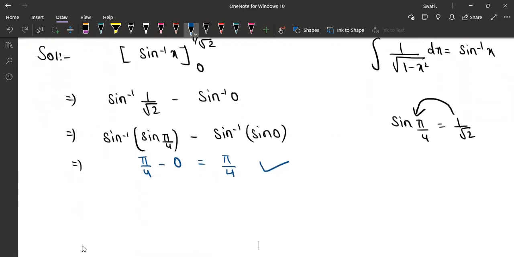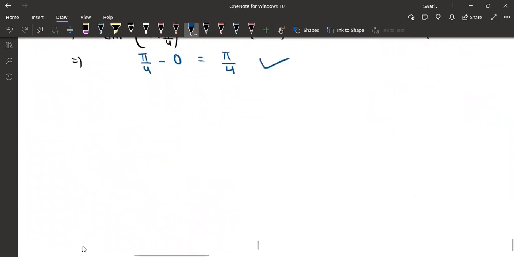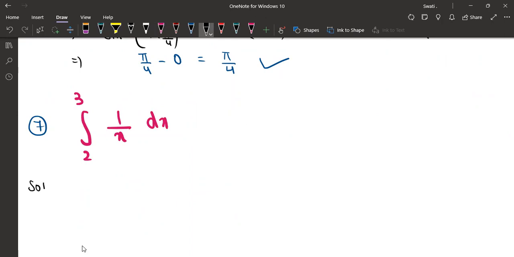That is our 7th question. In the 7th question, we have to evaluate the integration from 2 to 3 of 1 upon x dx. Very straightforward question. Again we use the formula: the integration of 1 upon x dx is log x, or log mod x. I'm writing log x here, but if you want, you can write log mod x. Using that formula, it becomes log mod x with the limit 2 to 3.